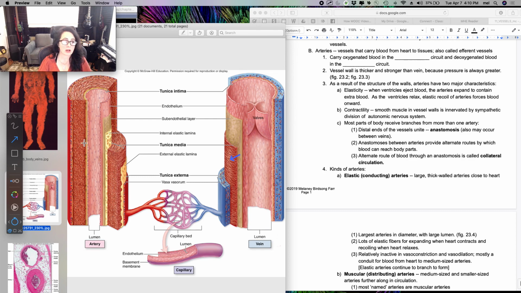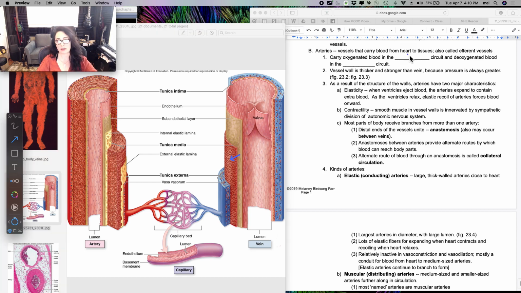And as far as what arteries carry, hopefully you guys remember, arteries carry oxygenated blood in what circuit? Systemic or pulmonary, which circuit do arteries have oxygenated blood? Pause. That is the systemic circuit. And they carry deoxygenated blood in the pulmonary circuit. Okay? And the vessel wall is thicker and stronger because it needs to be. The pressure is way higher in an artery. And their walls are more elastic because of the extra elastic layers, the internal and external elastic lamina.